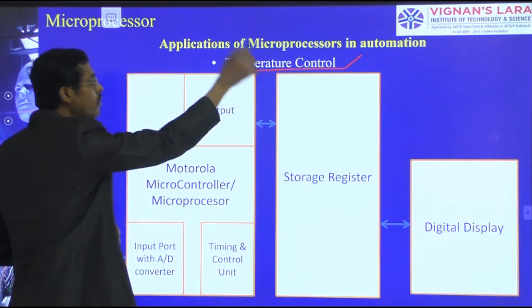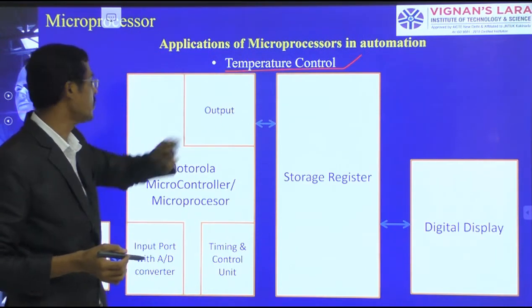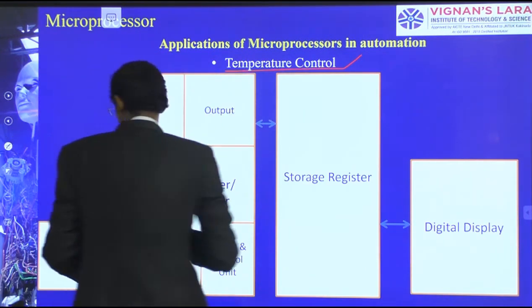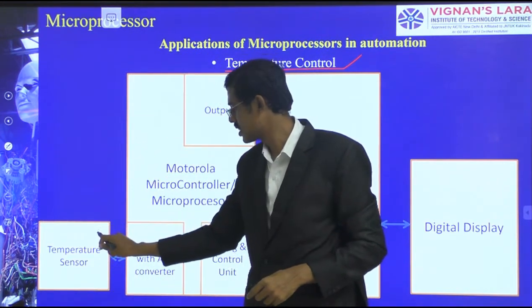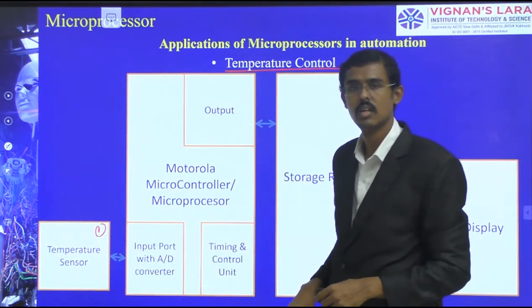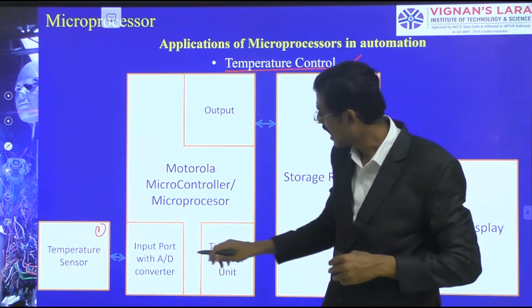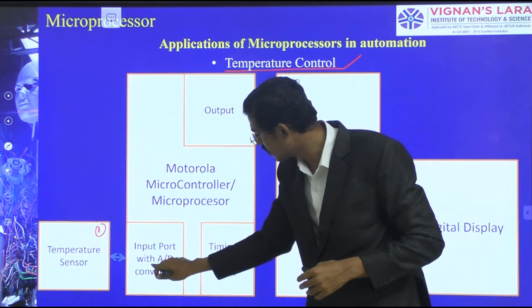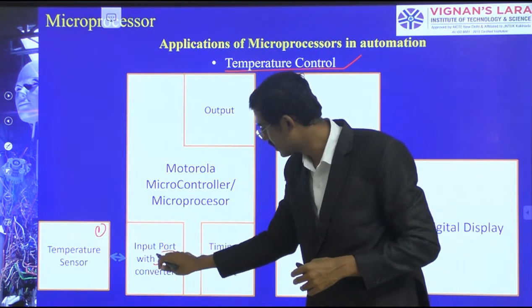See here, now I want to do the temperature control. The temperature sensor is there, the first option. The temperature sensor gives us one input, and this input has to be converted from analog to digital. It has been converted now.